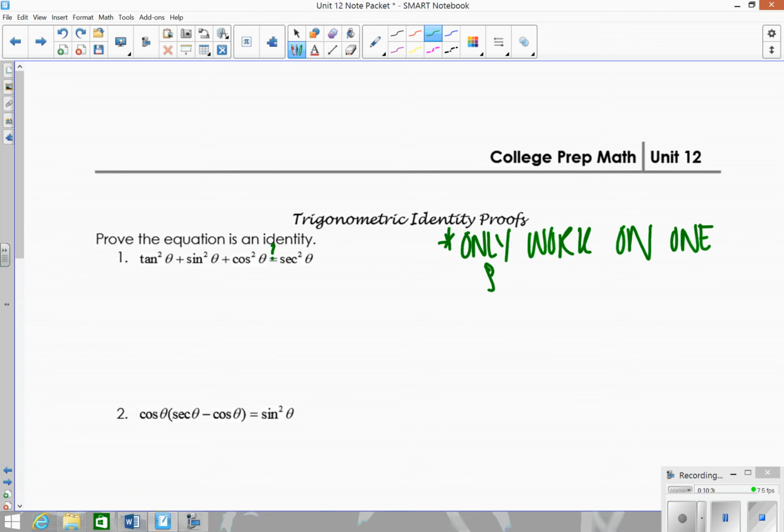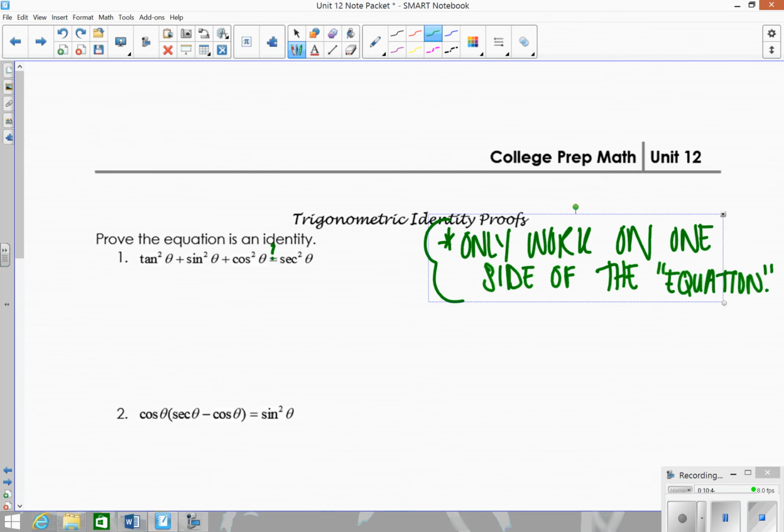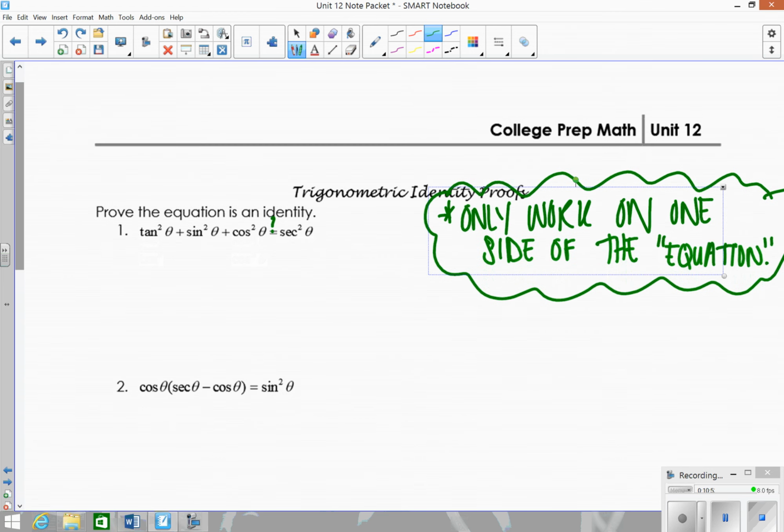One side of the equation. I'm going to put equation in quotes because it's not really an equation. We're calling it an equation because there's an equal sign there, but it's not really equal yet until we prove it. So I'm going to do the same process where I'm going to list off the identities as I use them so you know where I'm getting things from.